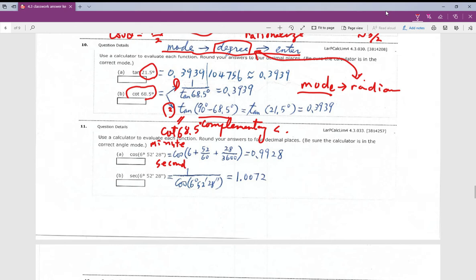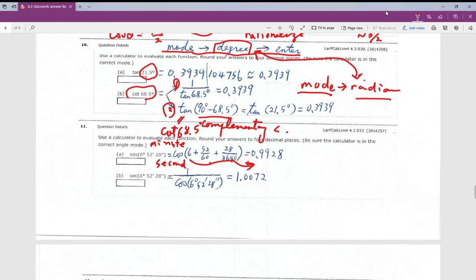And your calculator only has two modes. One is degree, one is radian. So when you have minutes and a second, you want to change to degree with decimal. Basically you need to change to a decimal number. I didn't show the work here from the calculator.